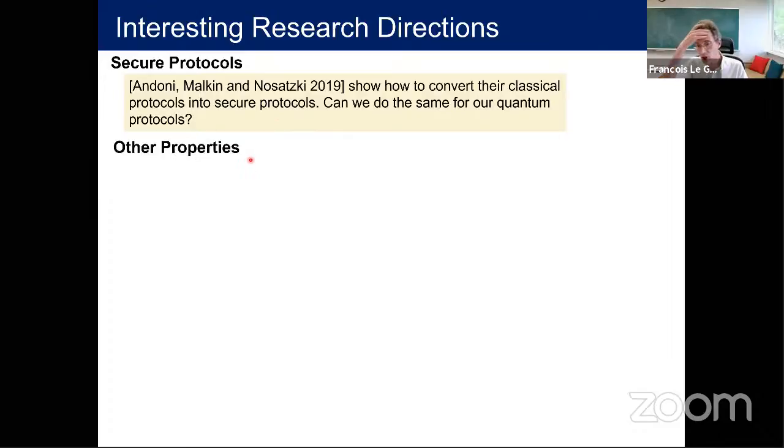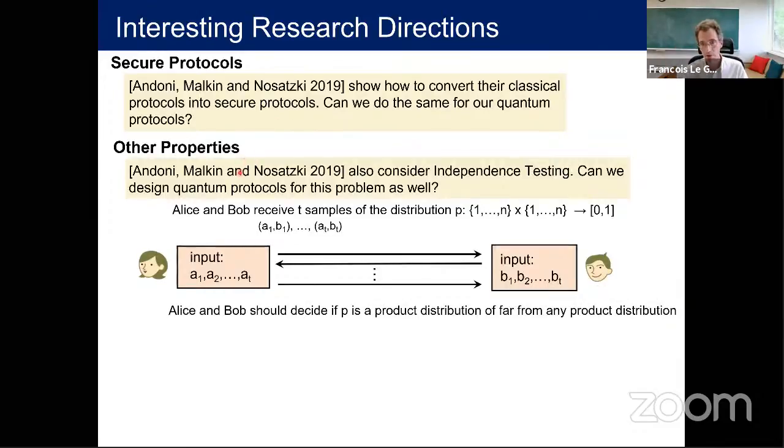The second thing is to consider, of course, other properties. For example, the same paper considered independence testing. This time you have only one probability distribution and you have samples, where each sample consists of two parts. You give the first part to Alice and the second part to Bob for each sample. And you ask if P is a product distribution or far from any product distribution in some sense. We can consider if quantum helps for this problem. I believe this is true, but we need to work that out.